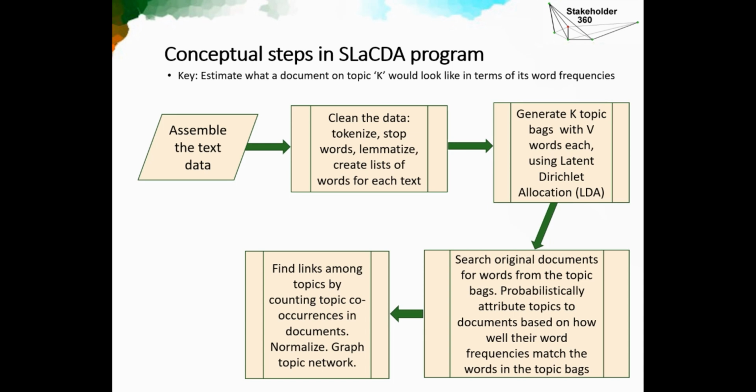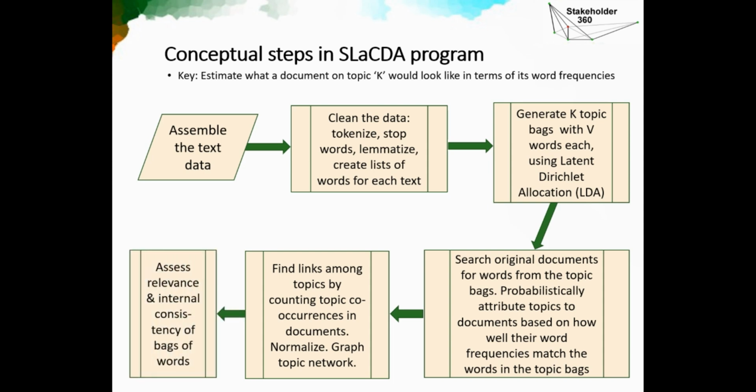These connections form the basis for a network graph in which the nodes are topics and the links are the frequency of co-mentions between pairs of topics. The LDA model in step 3 requires the user to choose the number of topics that they think the corpus of documents contains and the number of words that are in each topic.